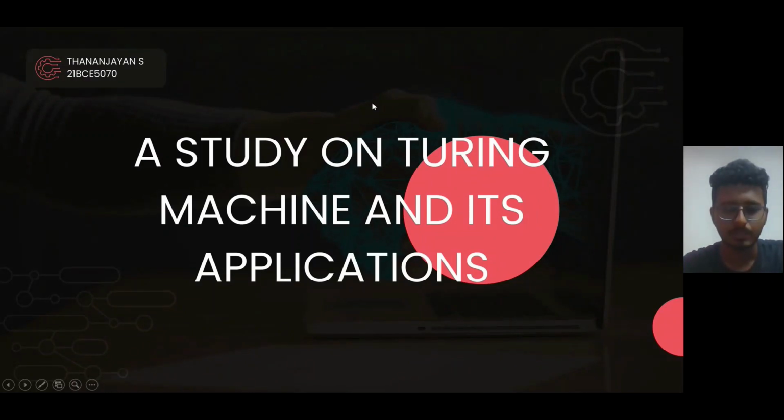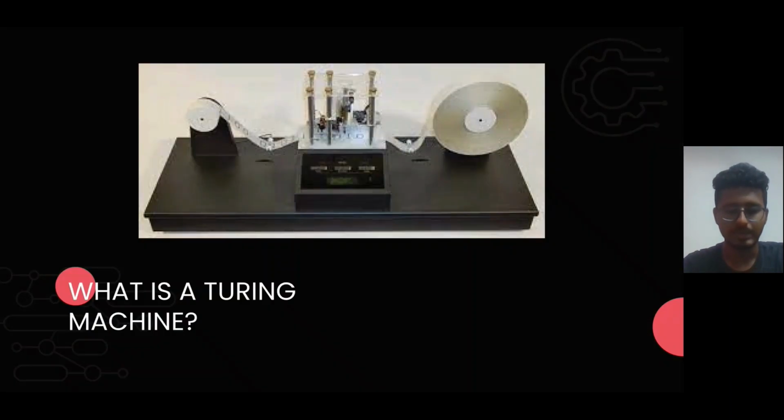Hello, my name is Selvarajan, and I'm going to deliver a speech on a study on Turing machine and its applications. So first, let us see what a Turing machine is.